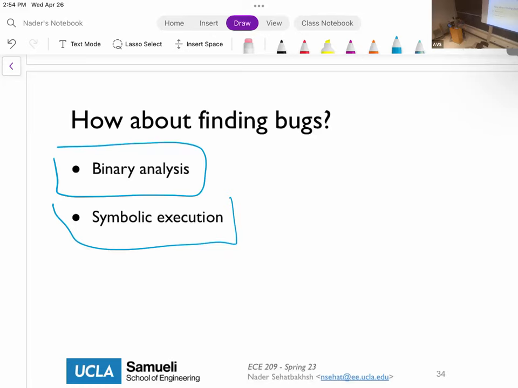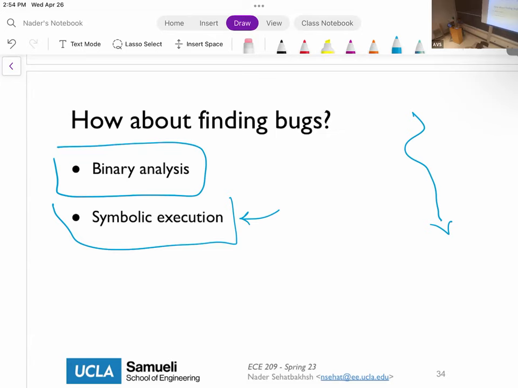Another one is what we call symbolic execution, which essentially is trying to generate different input patterns, try to see what the basic blocks and control flow graphs are, and then see if there are conditions that shouldn't be there. Okay, there is this path that leads into some conditions that shouldn't be there.